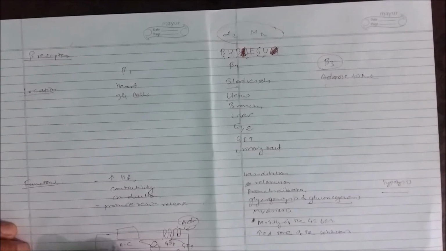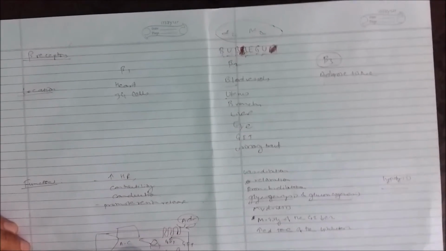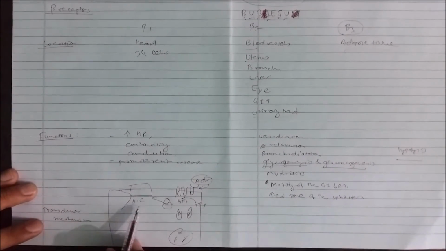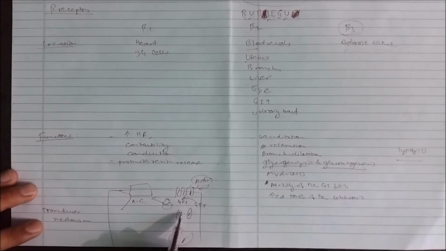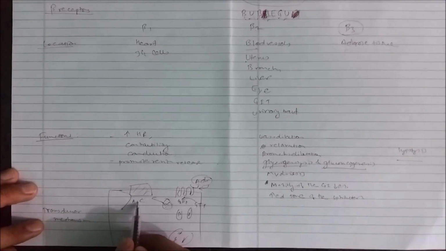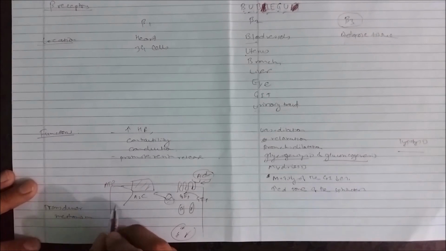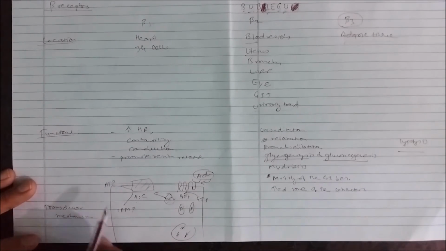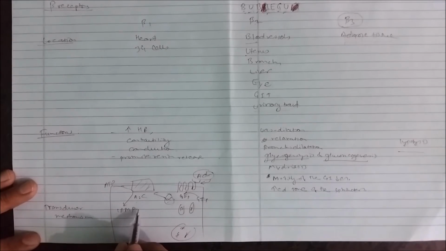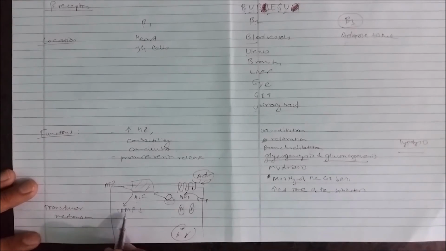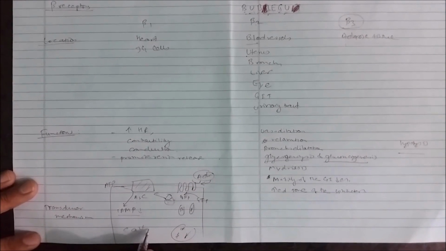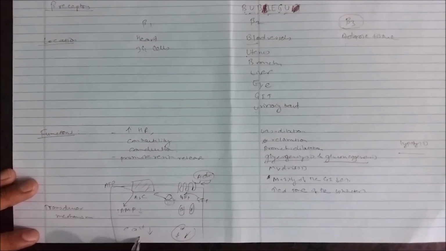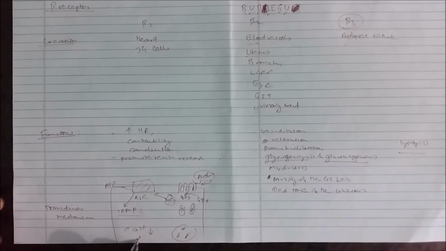And this alpha inactivates the adenyl cyclase enzyme, which facilitates the conversion of ATP into cAMP. This process goes down, and when cAMP goes down, the calcium level inside the cell also goes down. This was actually the transducer mechanism in the case of M2 receptors.